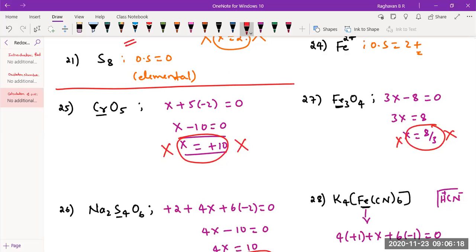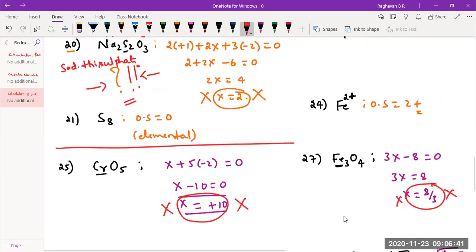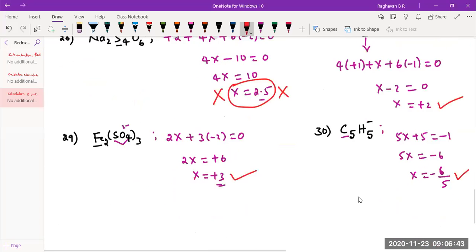Now in some cases, especially polyatomic ions, you need to consider the structure. If you don't consider the structure, it becomes wrong. So now you can take up sodium thiosulfate, for example. First, we'll take up sodium thiosulfate. Let me write it down separately.